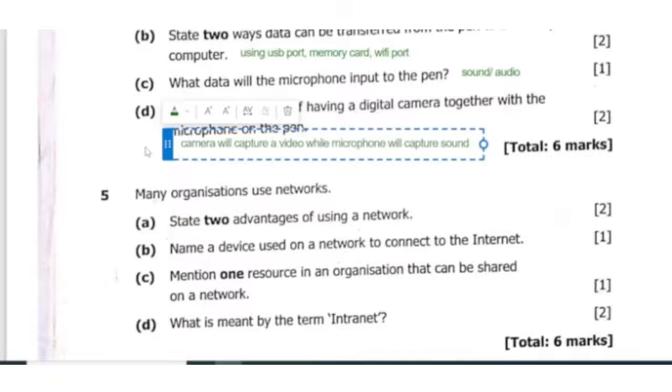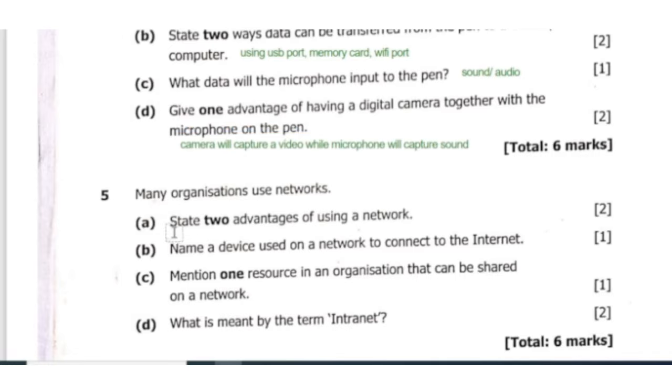Now we go to the last question, which is question 5. Many organizations use networks. So the question is, state 2 advantages of using a network. One advantage of why using a network is good: it can help you to share resources. For instance, you want to share resources like books that you can use. So you can create a WhatsApp group, and then you share those kinds of documents, which you are doing now. So it helps you to share resources.